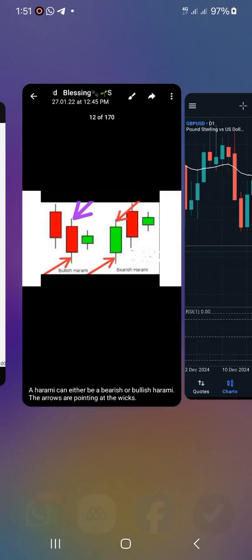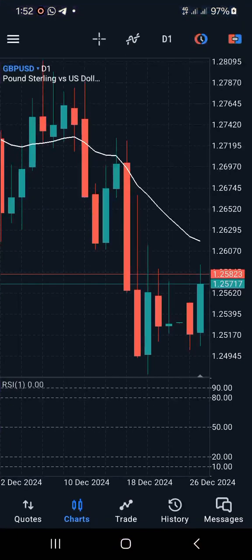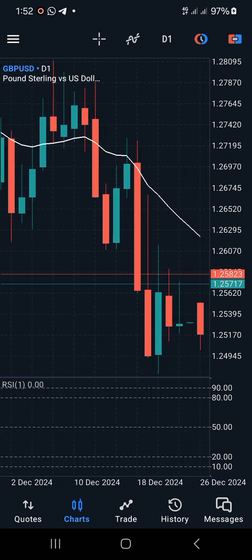So let me show you an example of a harami. This is a harami, a bullish or bearish candlestick with a small wick or shadow. Remember that we said a candlestick has a body and a wick, which is this outward projection. So this is an example of a harami. A harami can either be bullish or bearish. So let's see examples of haramis from the charts.